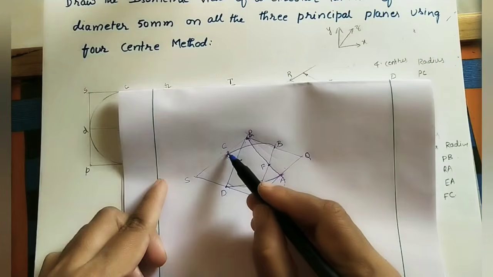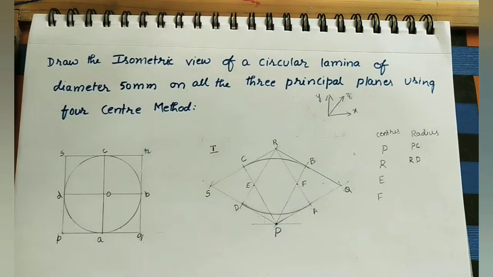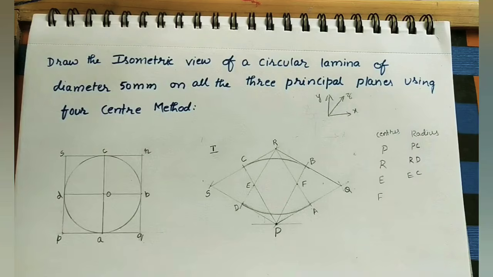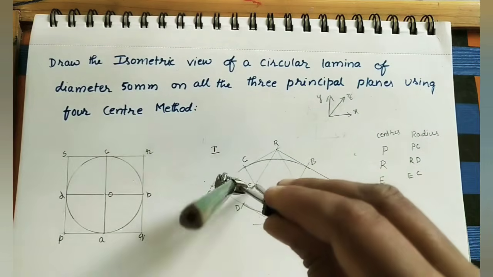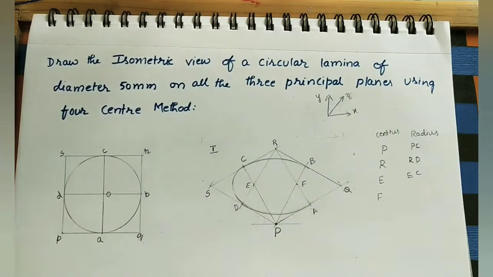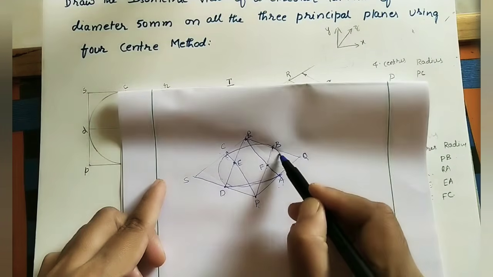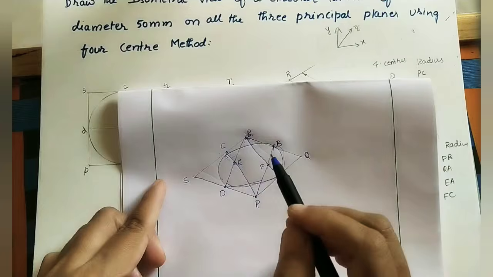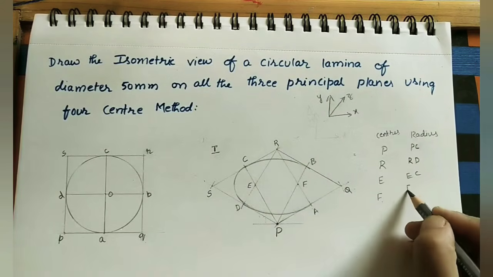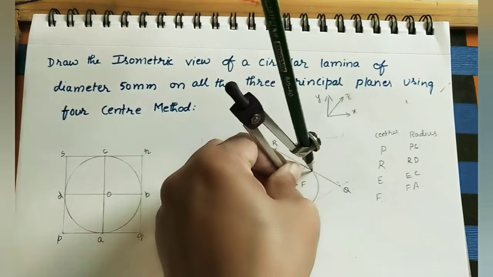With E as center, this is the radius, we will get another arc like this. The next is E center, EC or ED radius. With EC radius, draw an arc here. We will get the arc here. With F as center, we will get this radius and we will get the ellipse like this. The next center is F, FA or FB radius. With F as center and FA radius, draw an arc here.